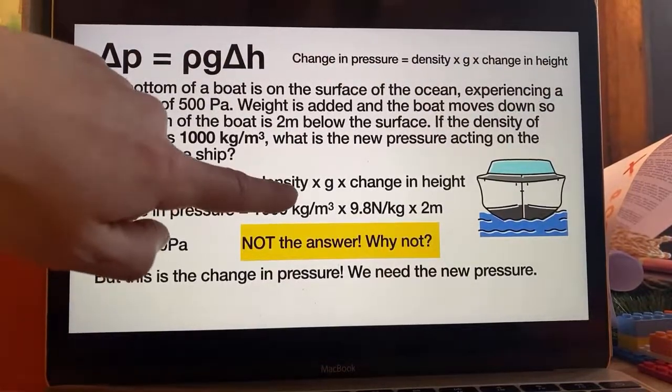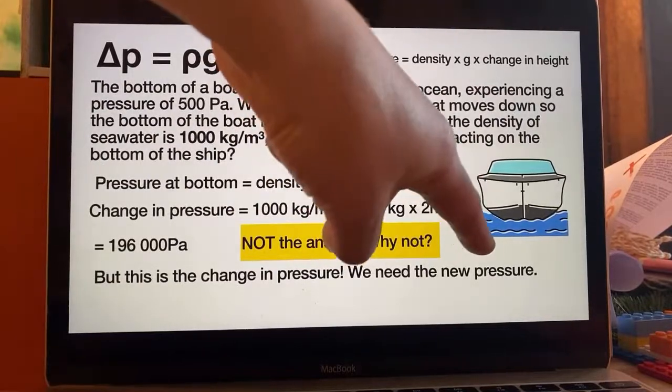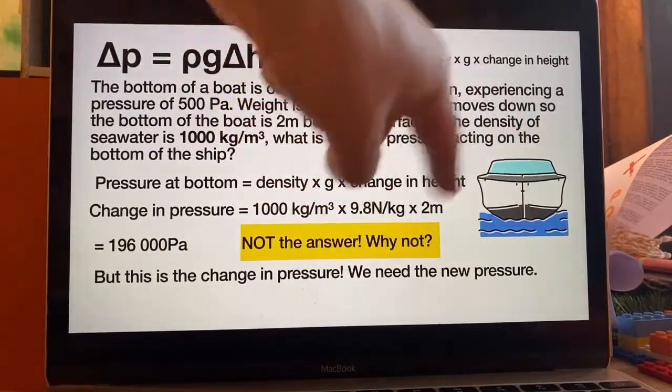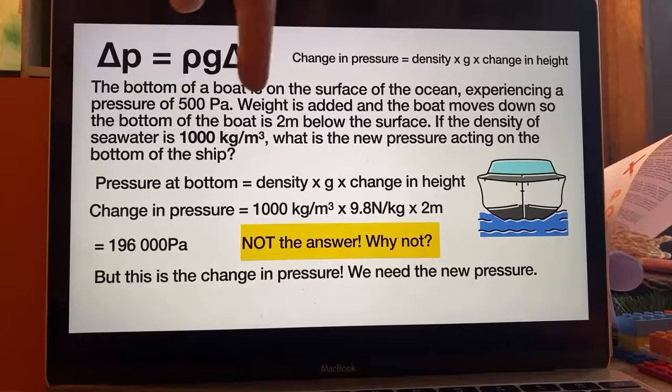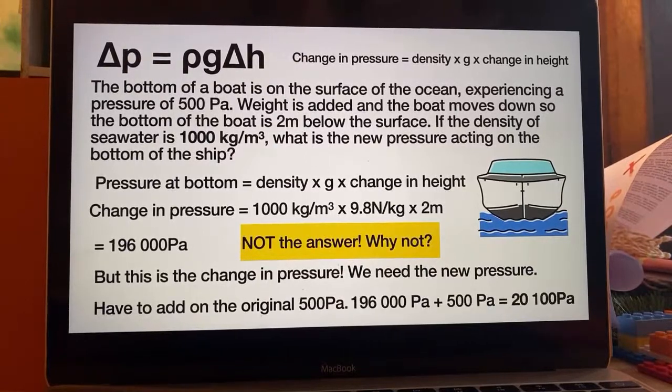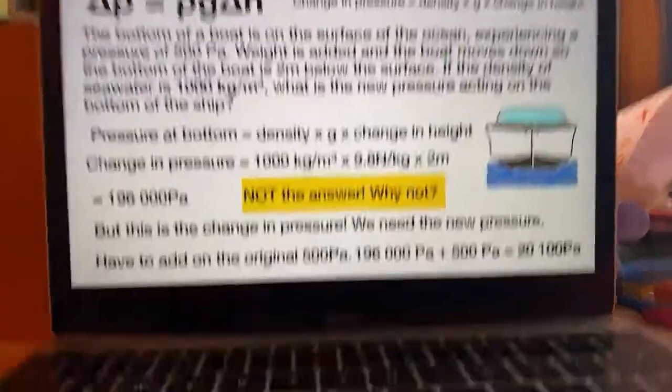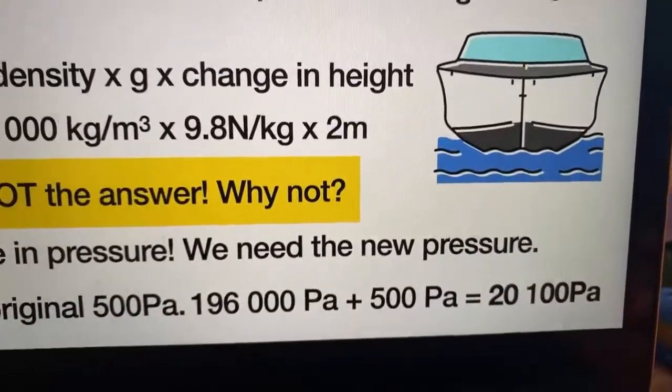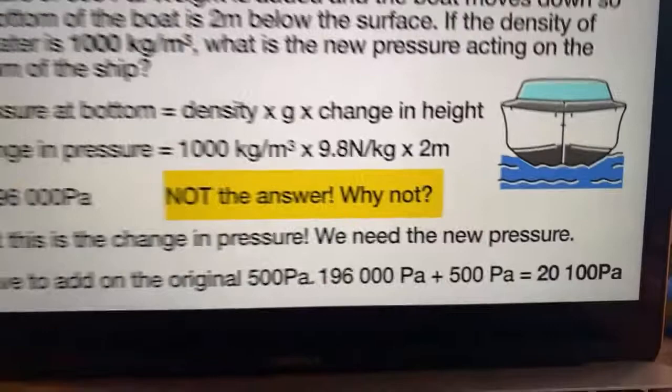So you've worked out the pressure difference between the surface and 2 metres, but for the overall pressure, you need to add on the pressure that was there to start with. So 196,000 pascals plus 500 pascals equals 20,100 pascals. Whew. Very well done if you got that.